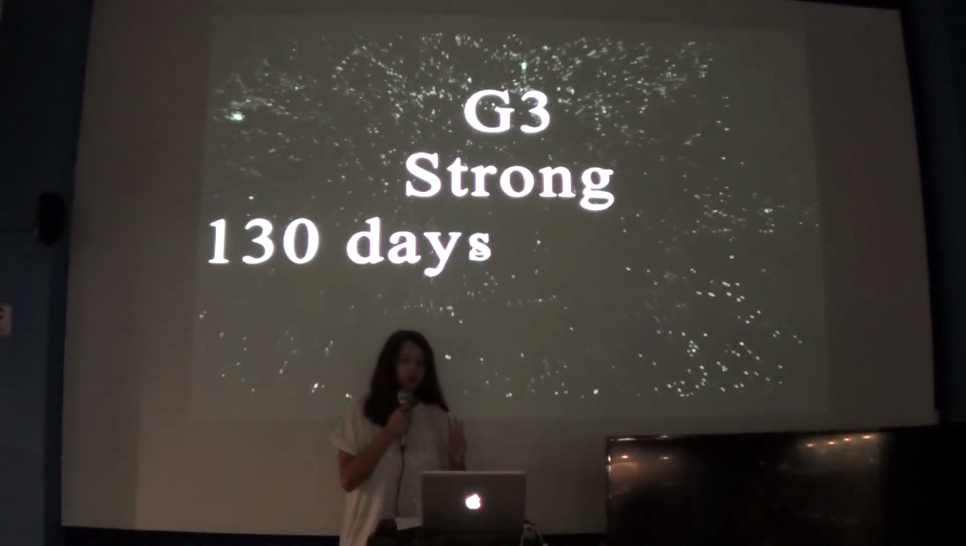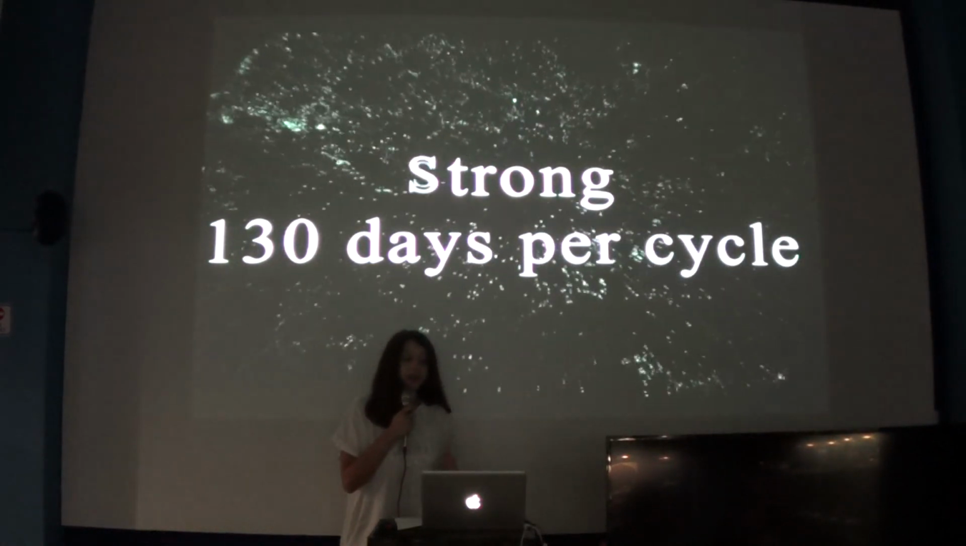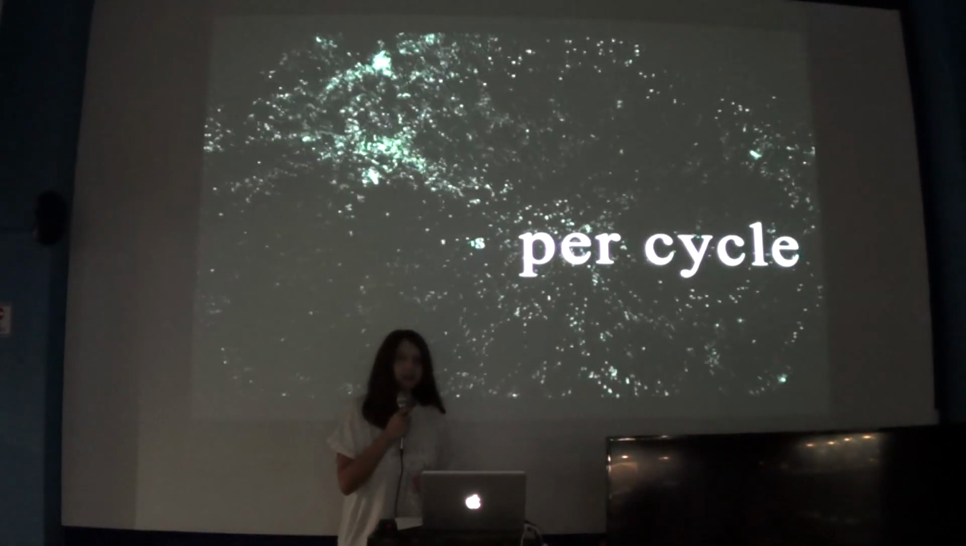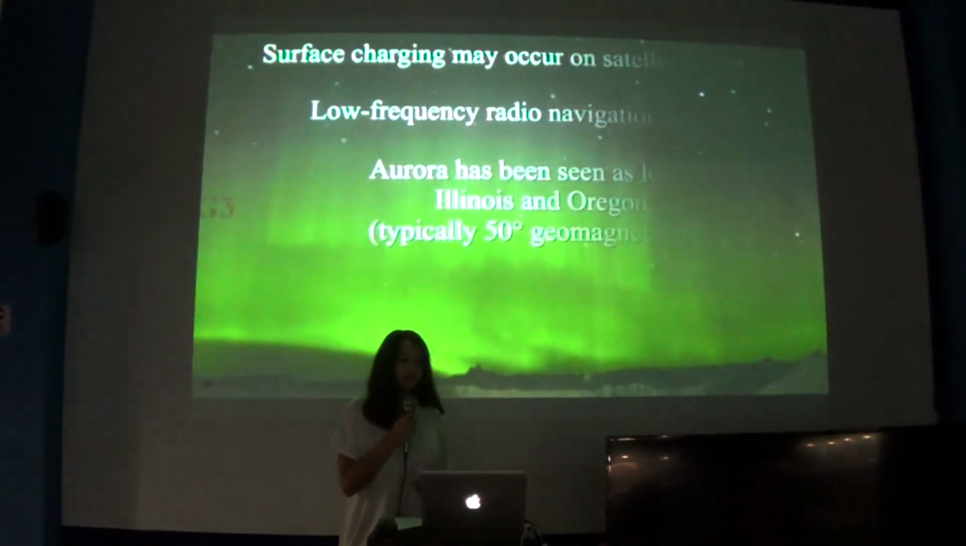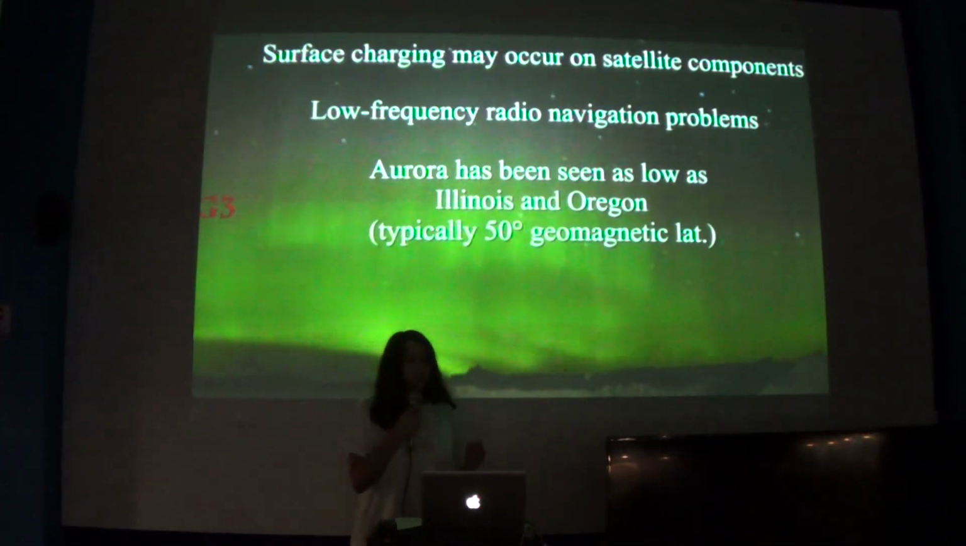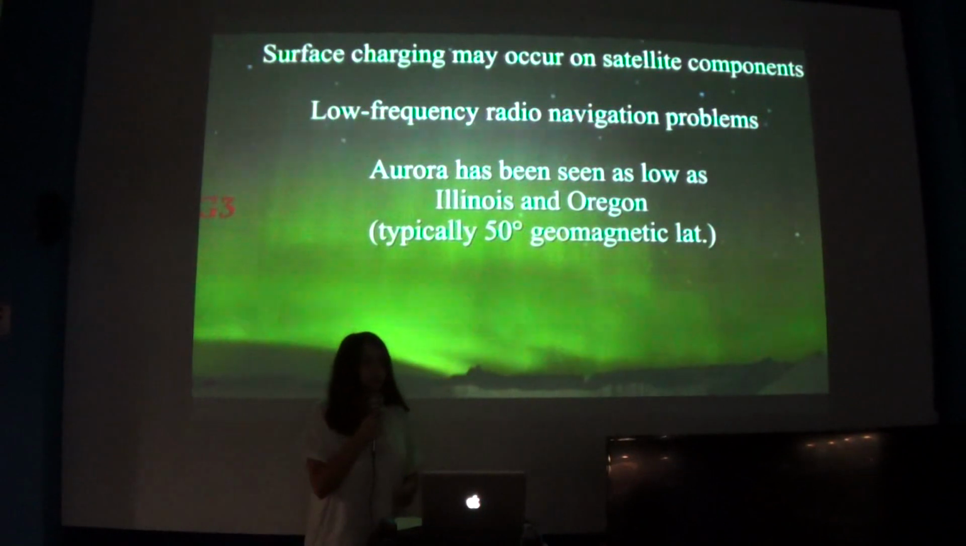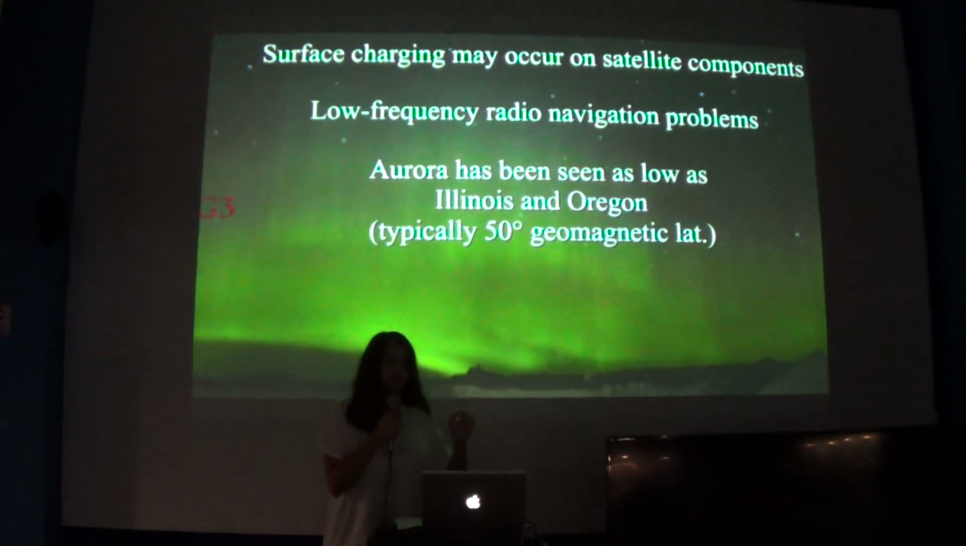G3, strong, 130 days per solar cycle. Surface charging may occur on satellite components. Low-frequency radio navigation problems.